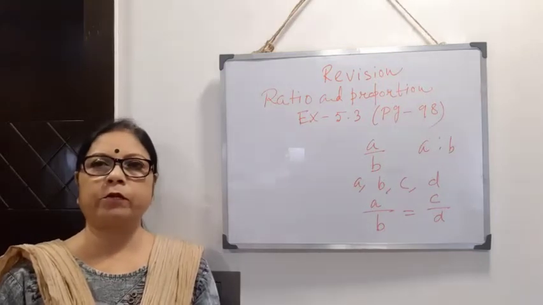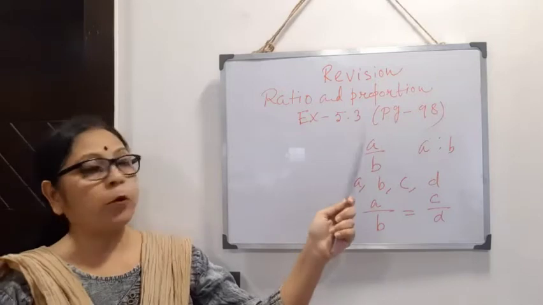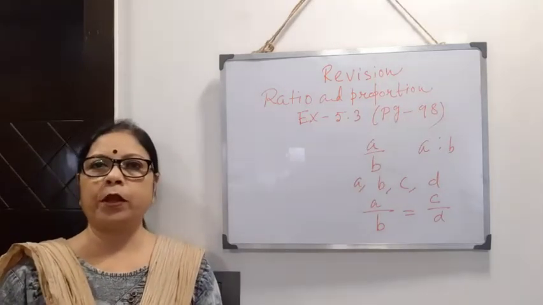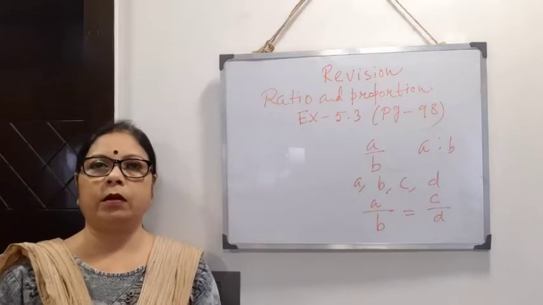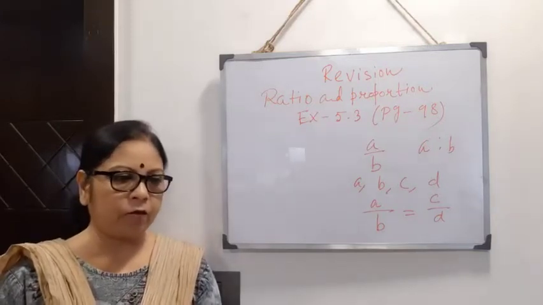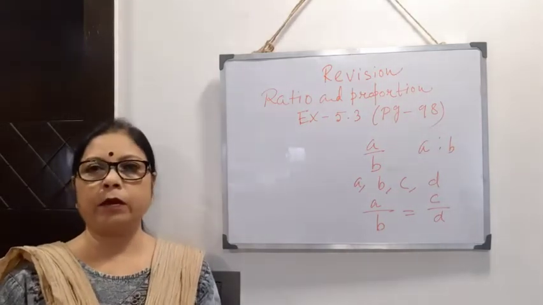Now today I will be solving exercise 5.3 from page number 98. So you will open your book, then it will be easier for you to understand the question. Now first I will start sum number 6 Roman 5.